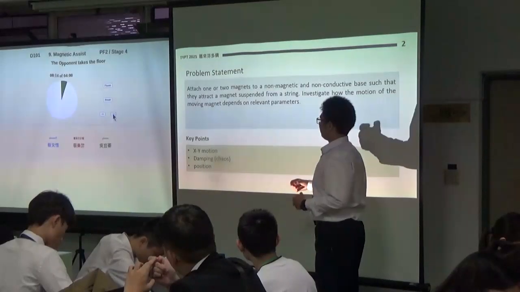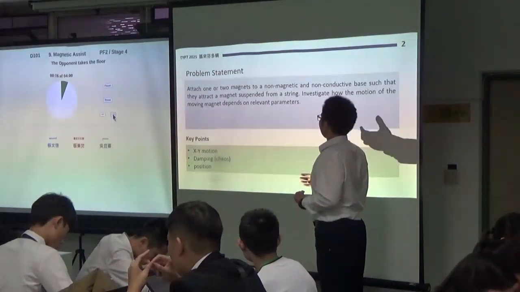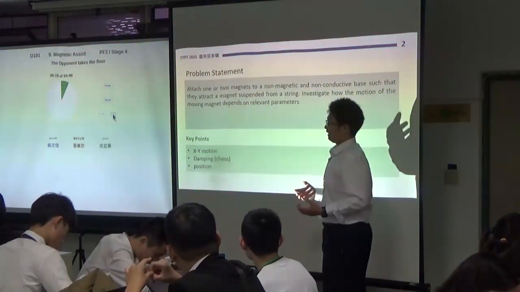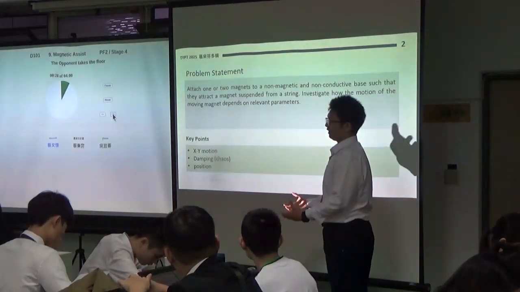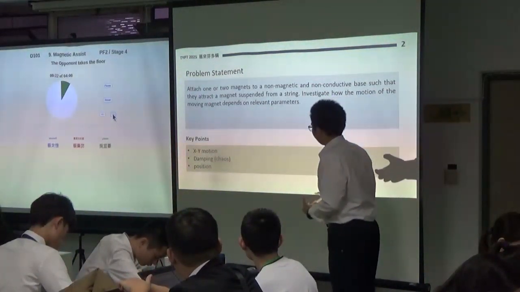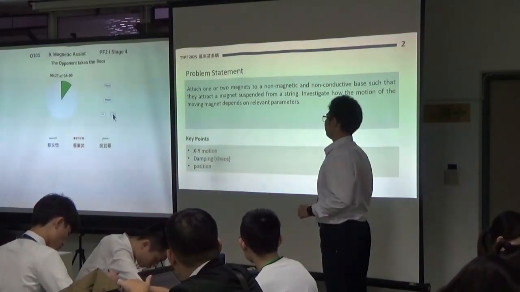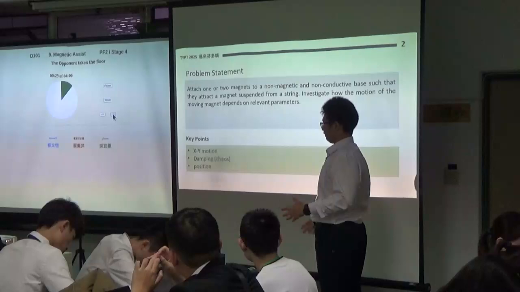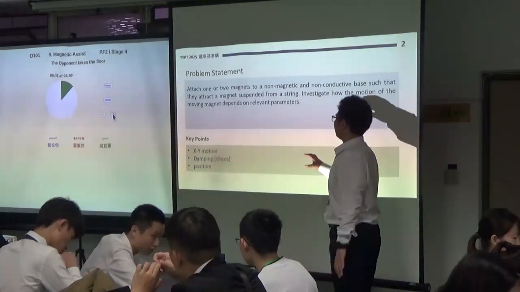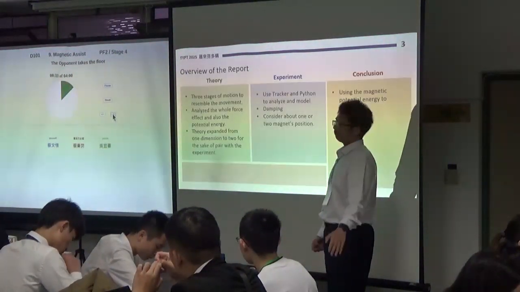space and attract the magnet suspended from the string. And in this case, how the motion depends on the relevant parameters. So the key point is XY motion and damping. And damping has some child elements. And also the position of the magnet.